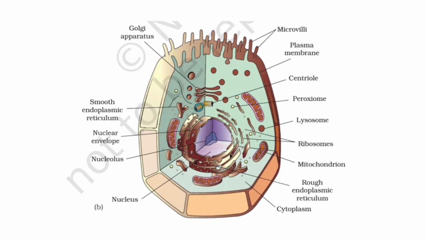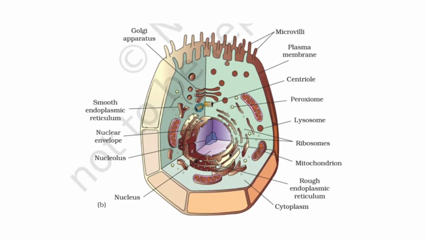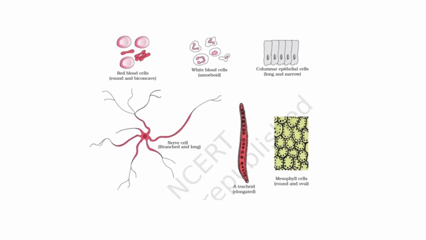This is the animal cell, and you can see all the typical features of a normal eukaryotic cell, like a well organized nucleus and nucleolus, and inside the nucleus there is genetic material like DNA, and in the cytoplasm you can see ribosomes, mitochondria, and all other organelles.